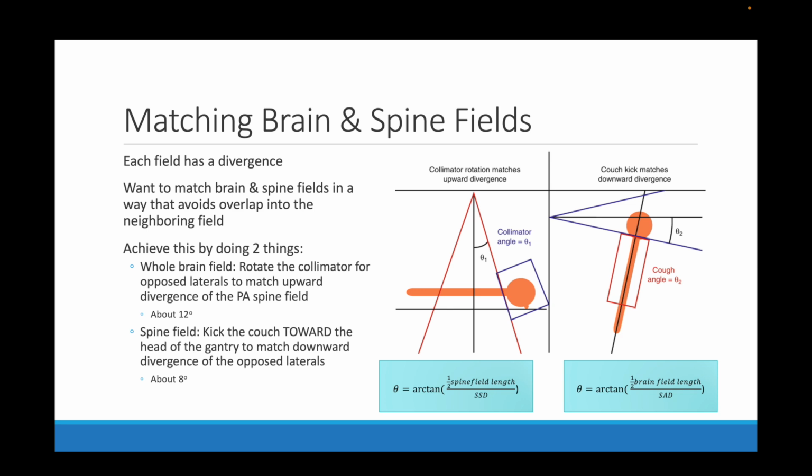And the mnemonic to remember that difference is think of hugging a child close to you and pushing an adult away from you. So when children are sweet, they're very cute, you pull them close to you in a hug, so the couch kick is toward the head of the gantry. Adults, not so nice, we push them away, so the couch kick is away from the head of the gantry. And that's the simple mnemonic. But just remember, for CSI, when we do that couch kick, it's toward the head of the gantry.